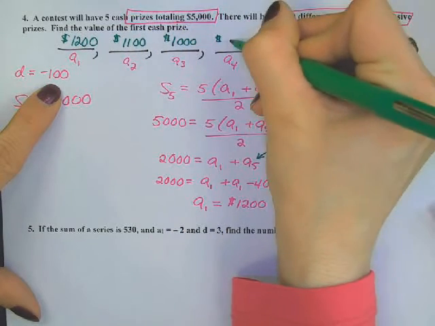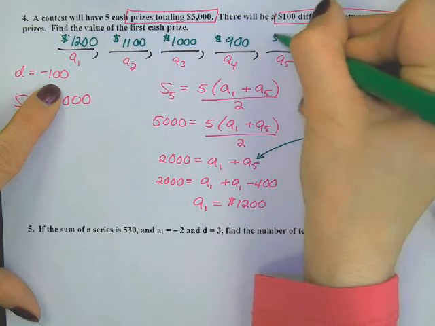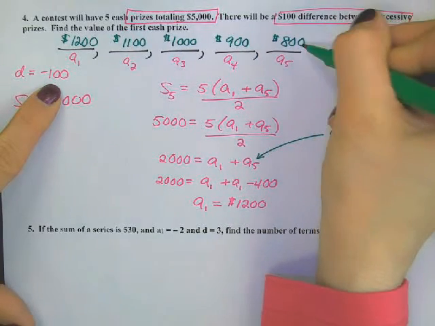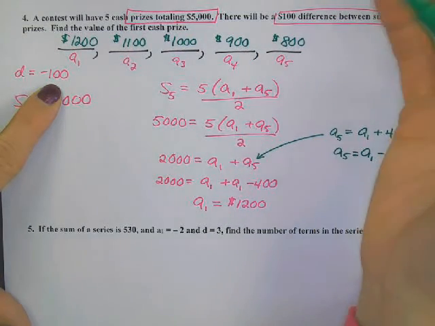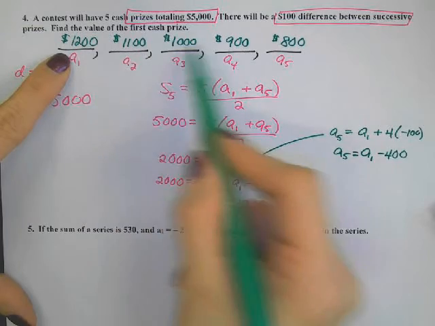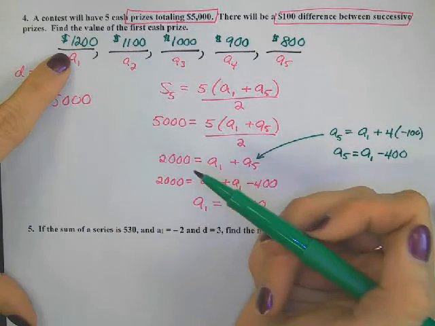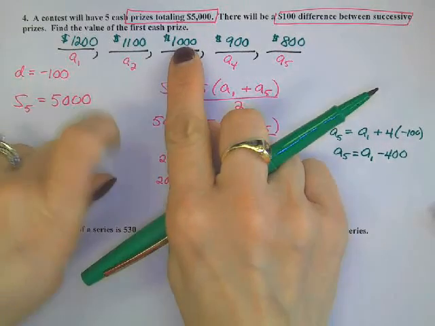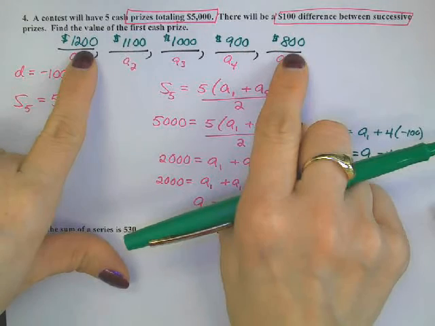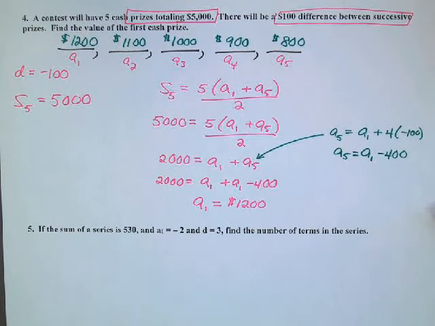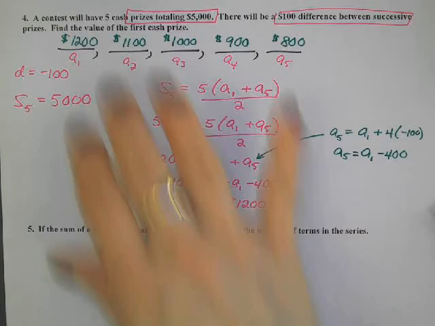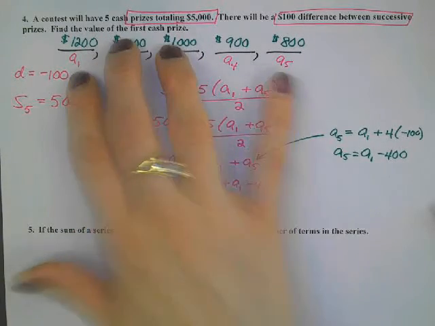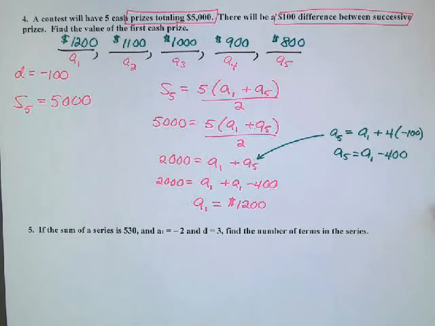$1,000 is still a good prize. $900 and $800. And just to make sure, do all of these add up to 5,000? 1,000 here, 2,000, and 2,000 definitely makes $5,000. If I'm not clear on a test, you could always ask me what I'm asking for, or just list all of them, and then you'll be sure to have it.